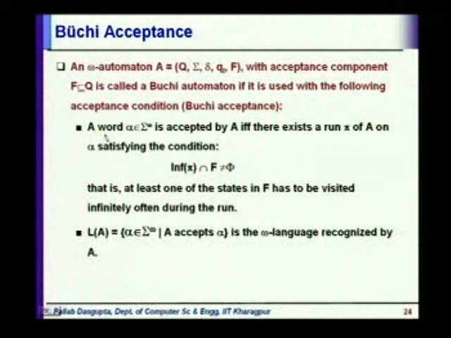Let us go through this once again. A word alpha belonging to sigma omega is accepted by A if there exists a run pi of A on alpha. So when you give alpha as the input to this automaton, it is going to trace some path pi. INF pi is the set of states which are occurring infinitely often in that. That intersection with F should be non-empty. Is that alright? So that is the definition of the Büchi acceptance condition.